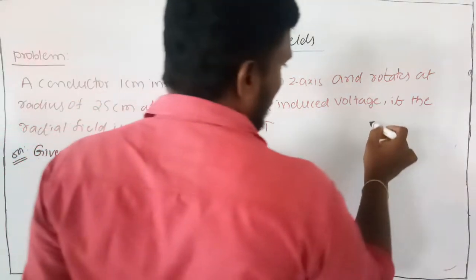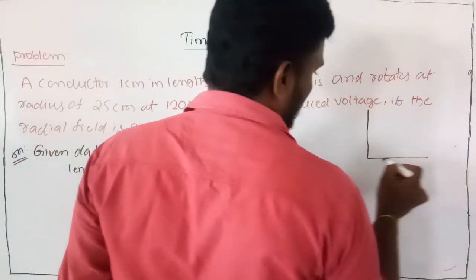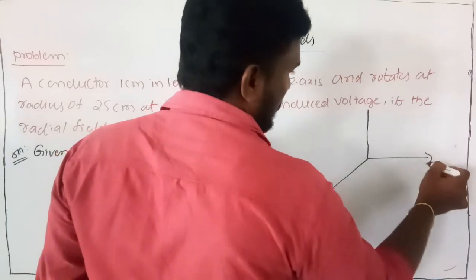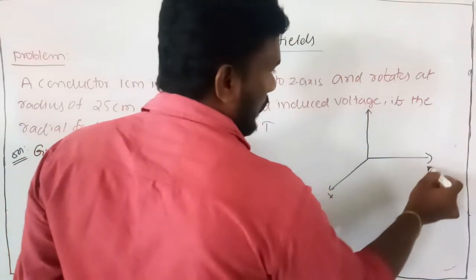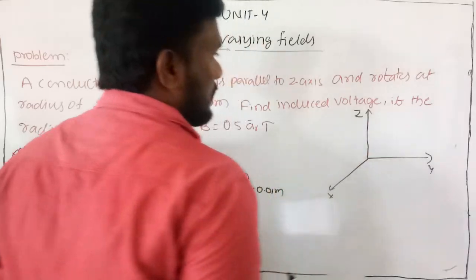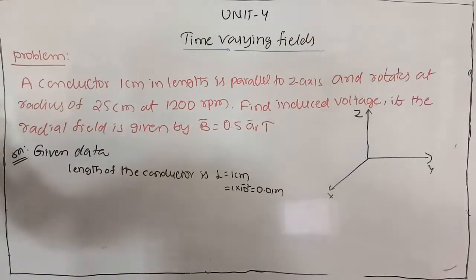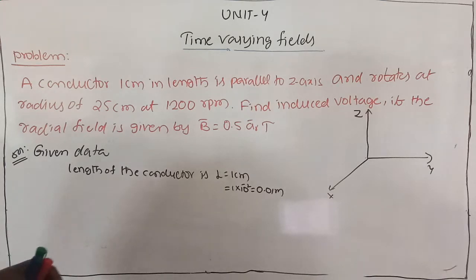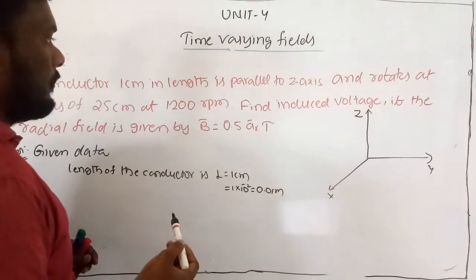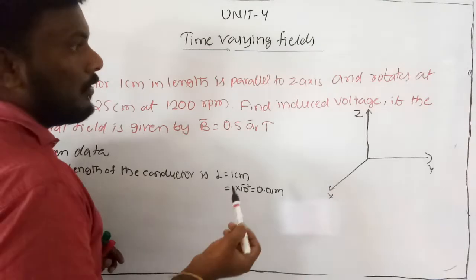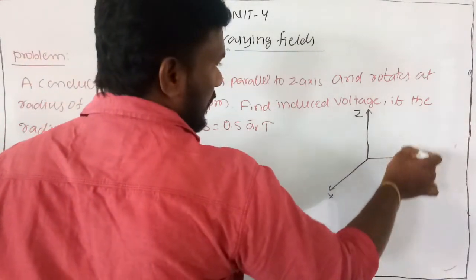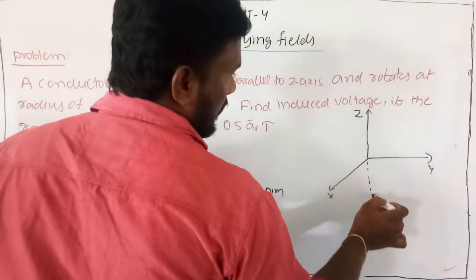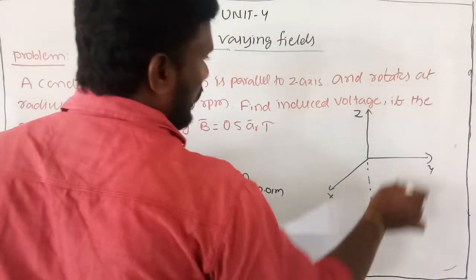Now just draw a Cartesian system, x, y, z-axis. The conductor, 1 centimeter in length, is parallel to the z-axis. Parallel to the z-axis means like this. It is the positive z-axis and it is the negative z-axis. Your conductor will be like this.